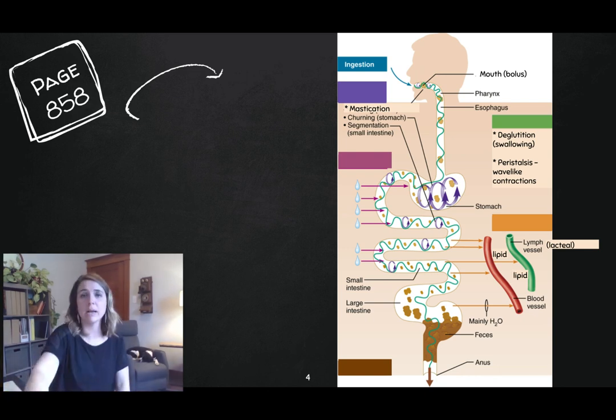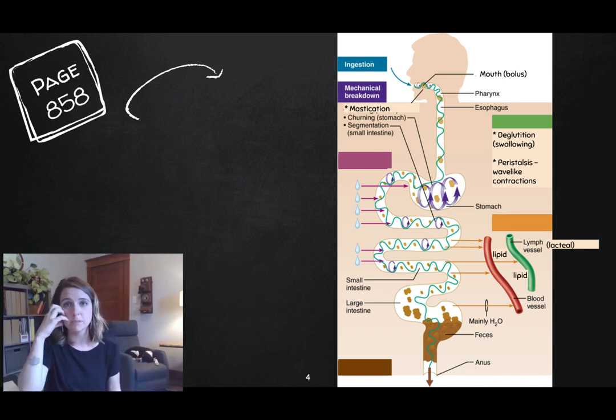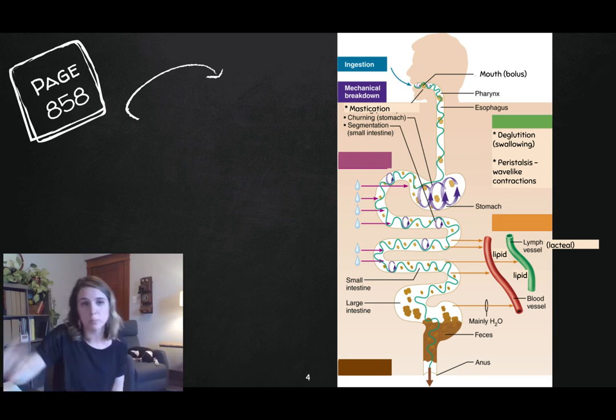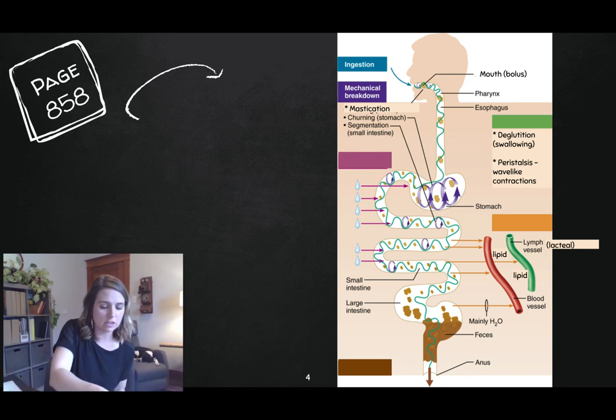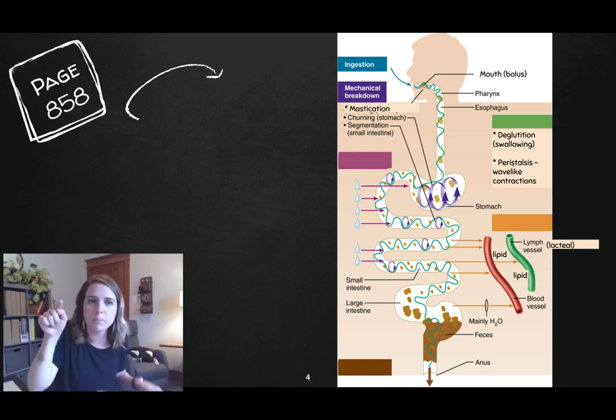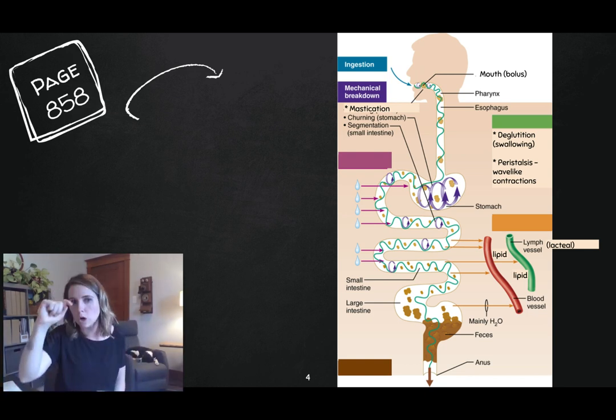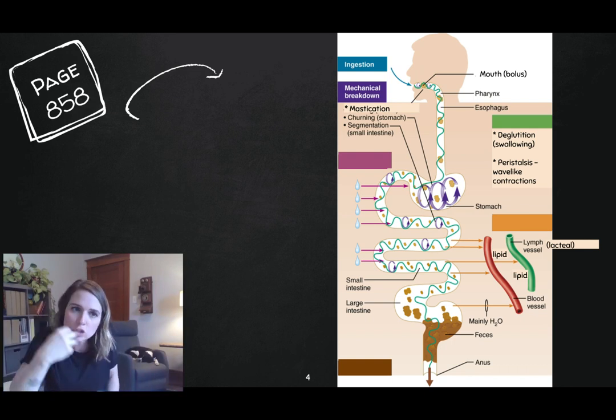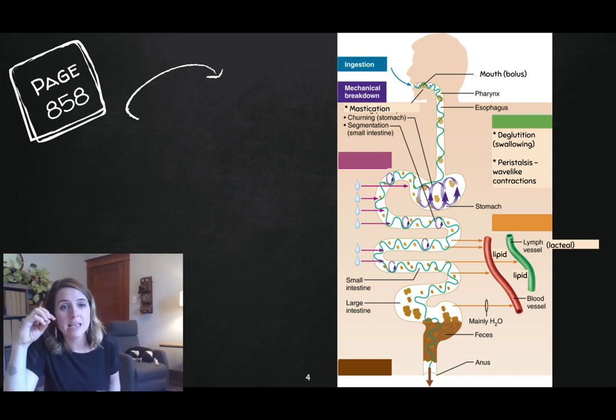All right. So the first thing that's happening up here, these purple pictures are trying to show you different mechanical breakdown. So mastication or chewing, it's really faint. It might be easier to see in your textbook, but there's kind of this little purple arrow that's making a swirly. That's trying to show you that in your mouth, you have mechanical breakdown of food, which is literally chewing, mastication, making that food smaller. And so as you chew it, it breaks it down.